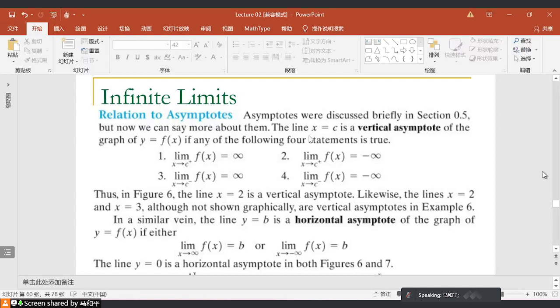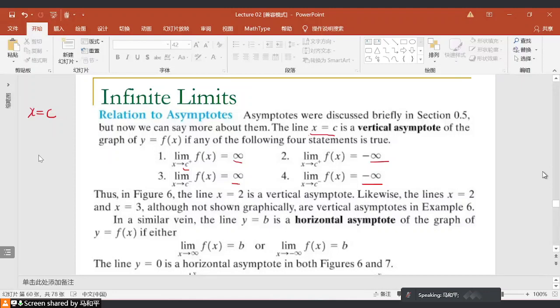The line x = c is a vertical asymptote of the graph of y = f(x) if any of the following four statements is true. Okay, this is a vertical asymptote. If the one-sided limit from the right or from the left is infinity or negative infinity, then we will see x = c is a vertical asymptote.